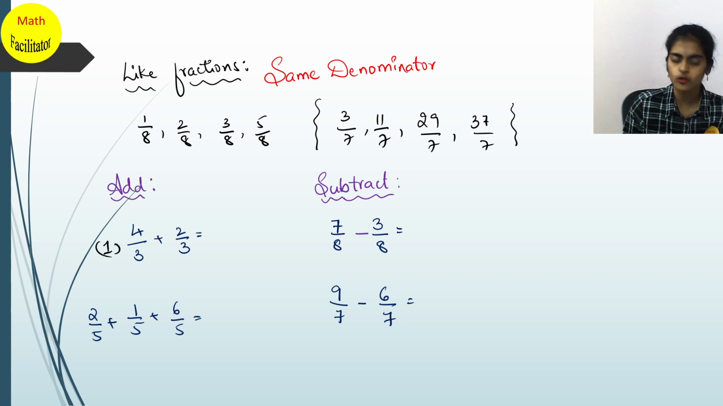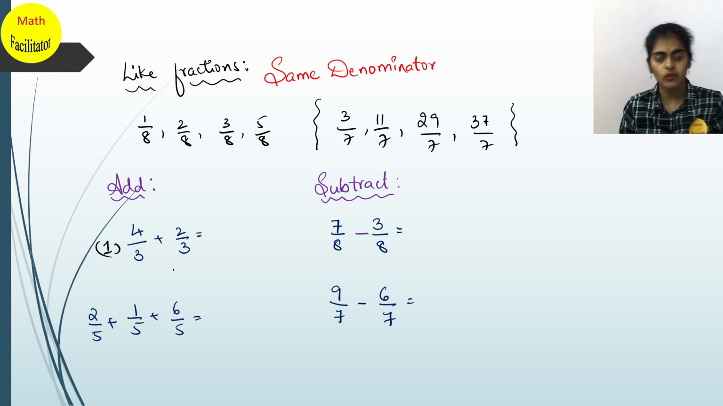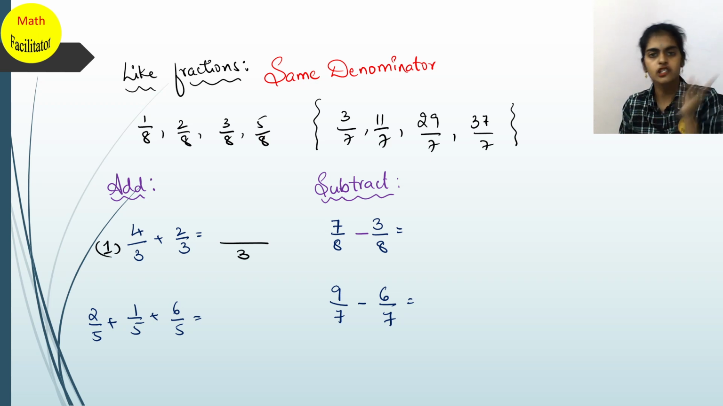Here you can see the first example, 4 by 3 plus 2 by 3, 4 upon 3 plus 2 upon 3. The denominator is 3, the denominator is 3, which is the same, so it's a like fraction. Whenever you have addition of like fractions, what do you do? You simply write the denominator as it is. The denominator is 3 for both fractions. They are like fractions, so write the denominator as it is.